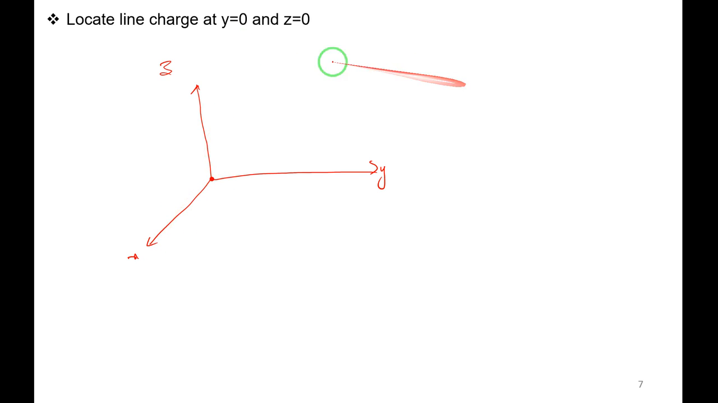So I will redraw it once again. So y is 0 and z is 0 means it should be parallel to x axis, right? So the line charge is located like this on the x axis, the entire x axis. This is the line charge. We have located the line charge at y equal to 0 and z equal to 0. On this line charge, you locate any point, y is 0 and z is 0, right? I hope it is clear to you people.